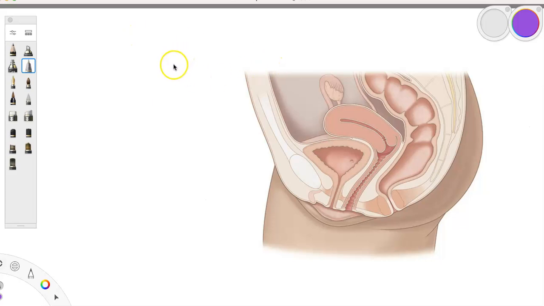Okay, so now we see the female reproductive system. So just to orient, here's the colon and the rectum. Over here's the bladder. This part here's the bladder. All right, and the urethra coming down here. Okay.